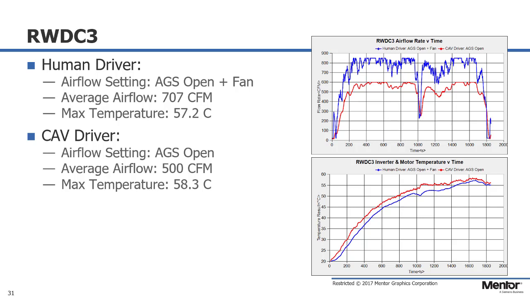Again, we were able to reduce our airflow settings with the autonomous driver by turning the fan off. Again, reduced the average flow rate by over 200 CFM, and we were still able to keep that max temperature under 60, even though there was a 1 degree increase in this particular case. And again, airflow reduction at about 29%.